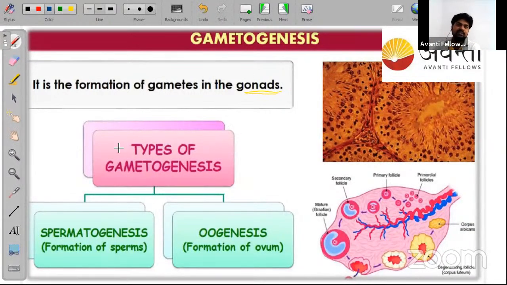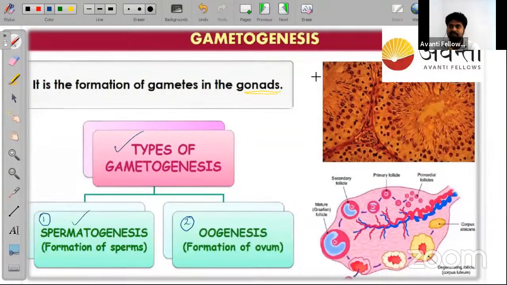So you can see the types of gametogenesis. There are two types of gametogenesis: first is spermatogenesis, next is oogenesis. Then what is meant by spermatogenesis, guys? Here sperm get developed. जहाँ पर sperm का development होता है, that is the spermatogenesis process, the formation of sperm cells. Next is oogenesis. Then what is meant by oogenesis, guys? Where the egg cell or ovum gets developed, that is known as oogenesis.